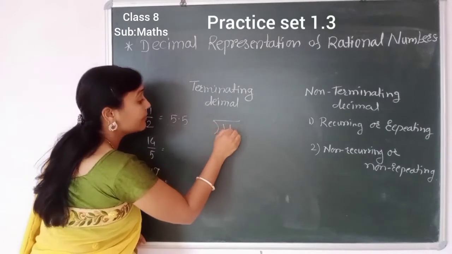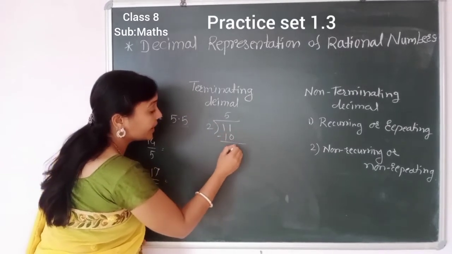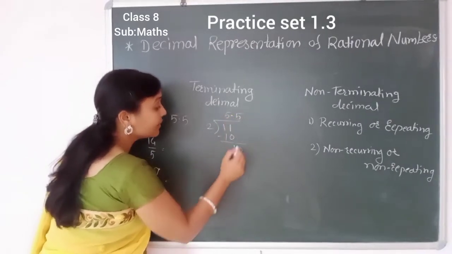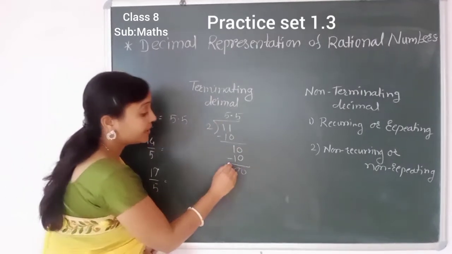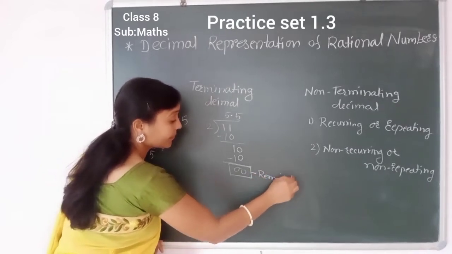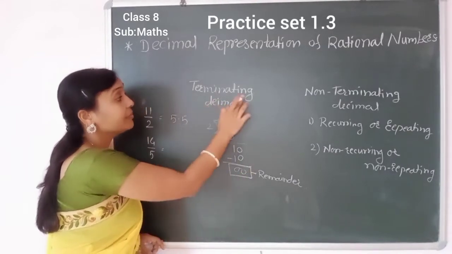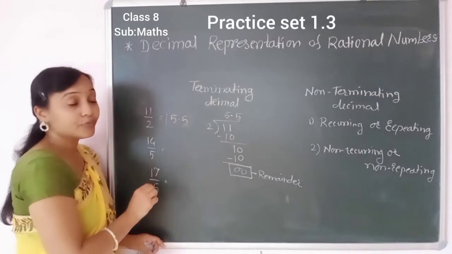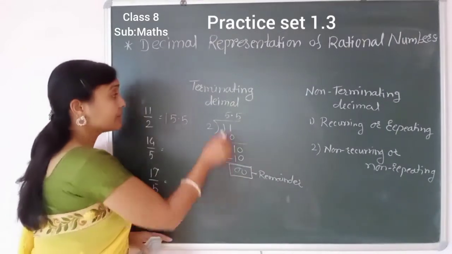If we divide 11 by 2, 2 5s are 10. Remainder we get 1 and then we take the decimal point and 0. 2 5s are 10. If we divide this by 2, then we get the remainder 0. This is the remainder and here the division closes, means it stops. That is called a terminating decimal. It's the terminating decimal form. Terminating means where the division stops. That is called terminating.